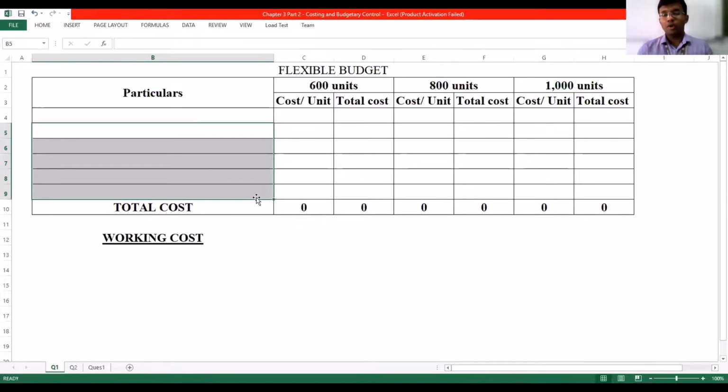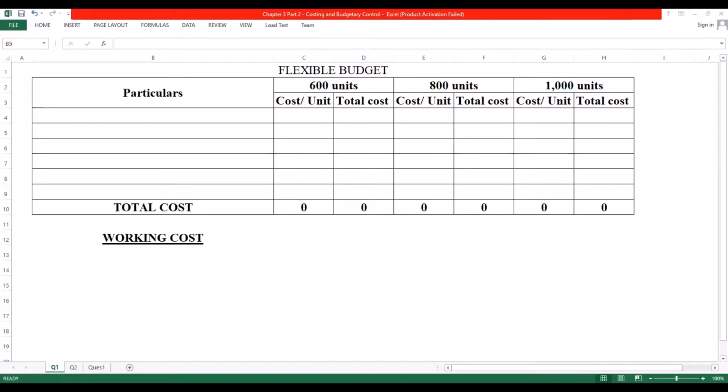So now let's go about with the preparation of the flexible budget. What has been given to us in this question is the cost of production for 1,000 units in a factory. Using that as a base, as a reference, we must prepare for 600 units and then for 800 units. So let's start off with this.